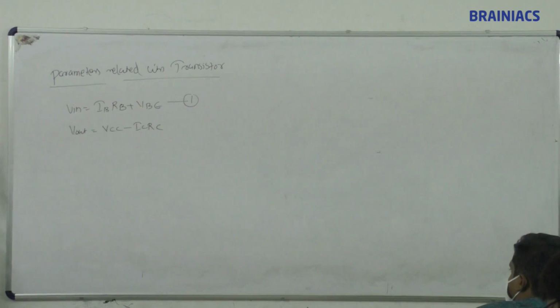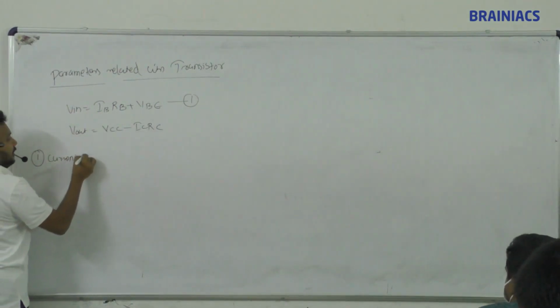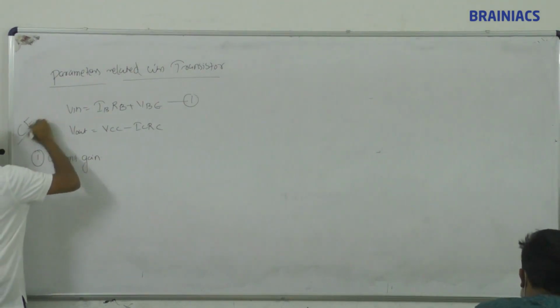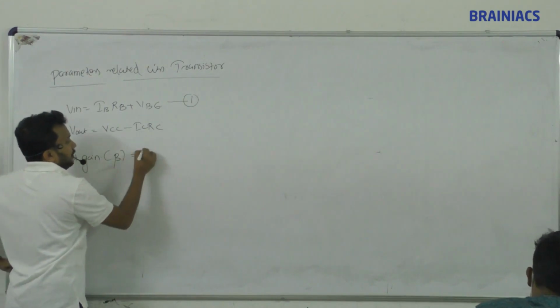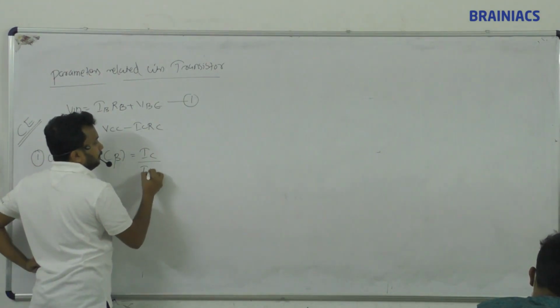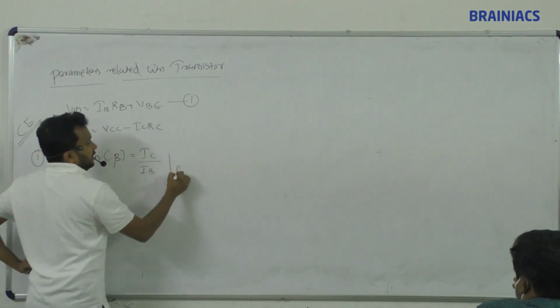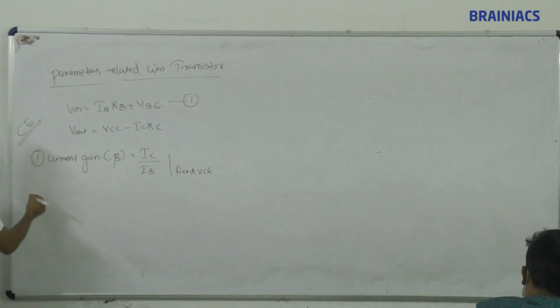Okay, so first parameter, current gain. Transistor parameters related with the current gain. All things we are relating with the common emitter configuration. Current gain beta equal to, already we have written, IC divided by IB, for a fixed value of what? VCE. For a fixed VCE.